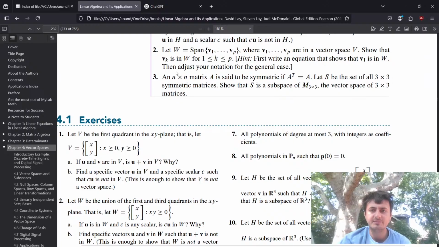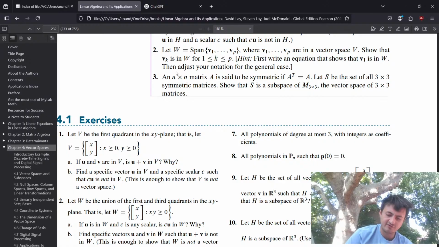An n by n matrix A is said to be symmetric if the transpose is equal to itself. Let S be the set of all 3 by 3 symmetric matrices. Show that S is a subspace of the vector space of... Okay, this is cool. What's interesting is that they didn't even bring up that 3 by 3 matrices form a vector space.